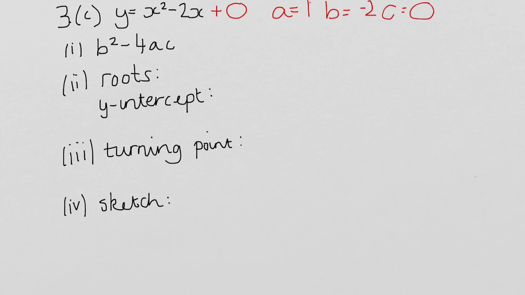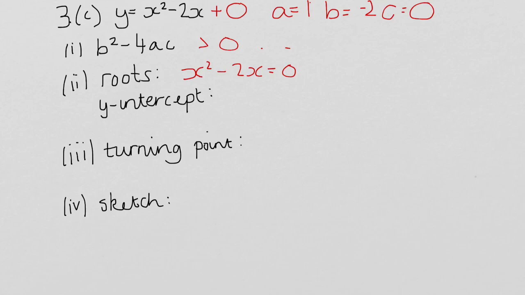Okay, so again, put your values into b squared minus 4ac, which will hopefully give you a value more than 0, and you can confirm that it therefore touches the x-axis in two places. When you want to find out your roots for this, you're going to have x squared minus 2x equals 0, because you're setting y to 0.